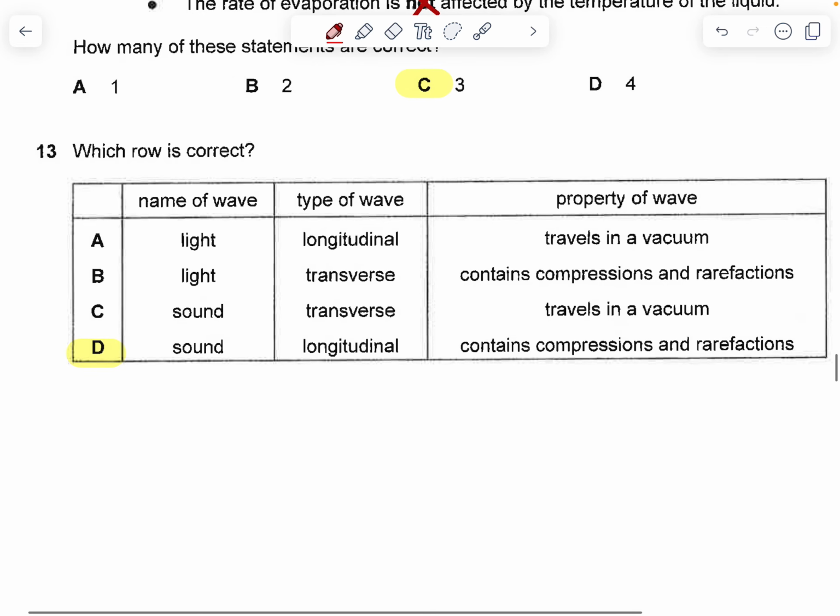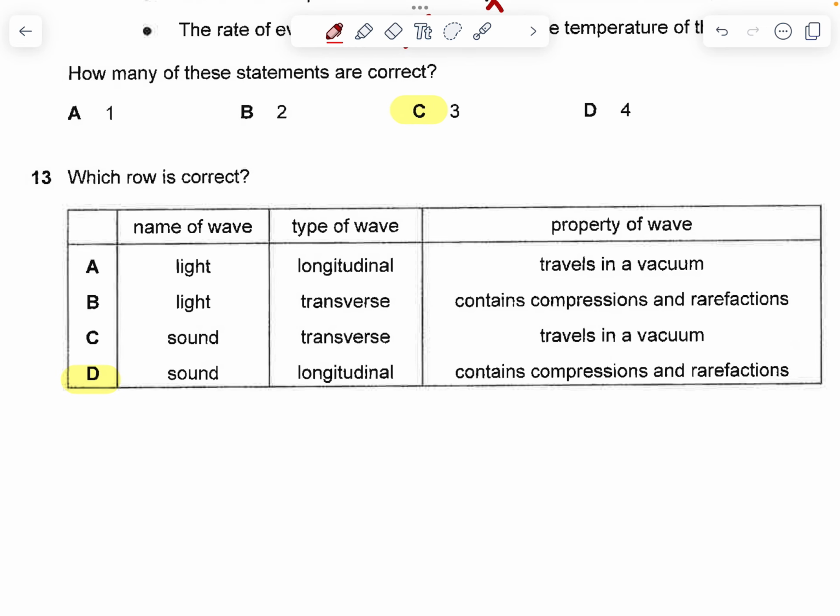Question 13. Which row is correct? So they have light is a transverse wave. As we know, light is an EM wave. All EM waves are transverse waves. This is correct. Sound is a longitudinal wave.